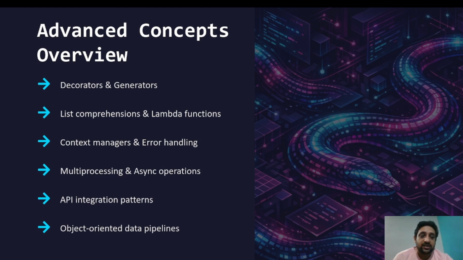Multiprocessing and asynchronous operations allow us to execute tasks faster by running them in parallel. Finally, object-oriented pipelines help in organizing complex workflows into reusable and maintainable structures.